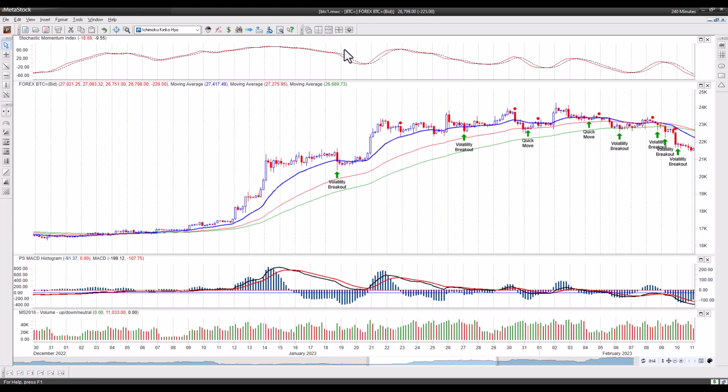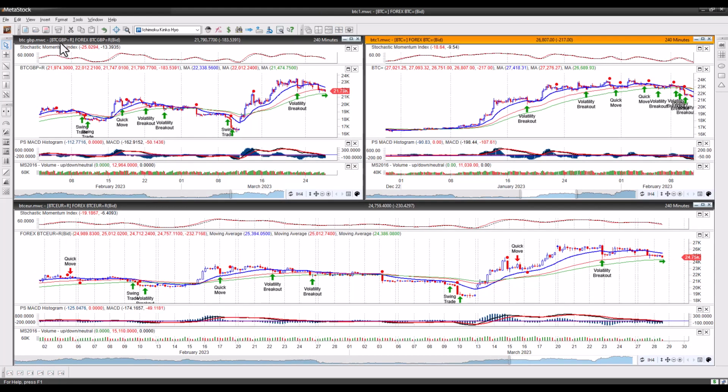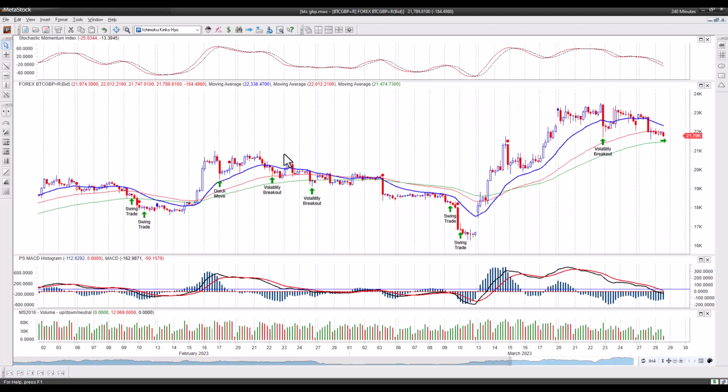Let's take a look at sterling, Bitcoin versus sterling. A nice swing trade there captured a nice move, and a volatility breakout there. You had to be quick for that one. When you get the volatility crush, clearly then you've got to get out of the trade.